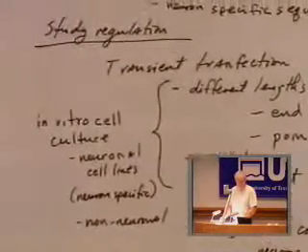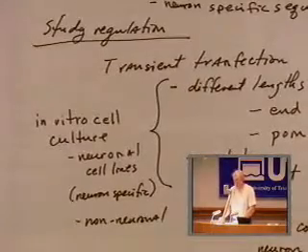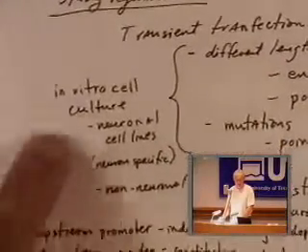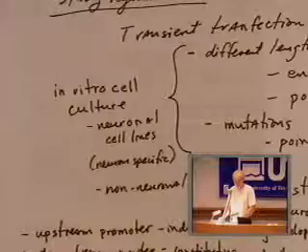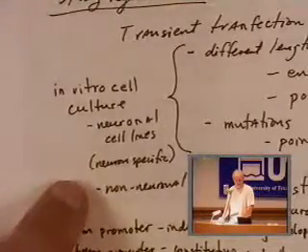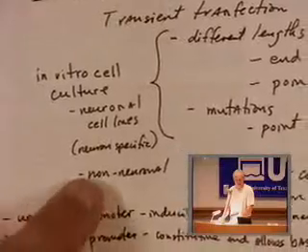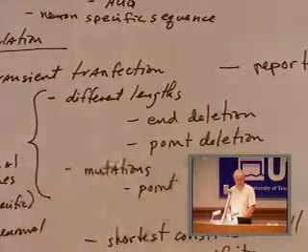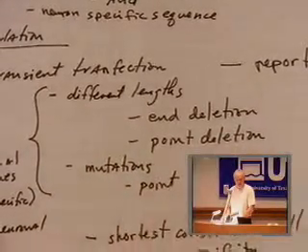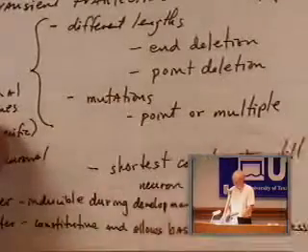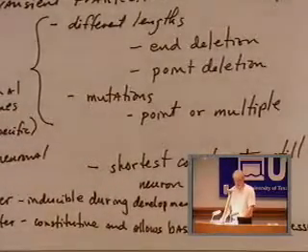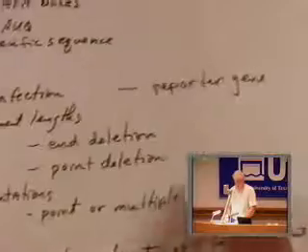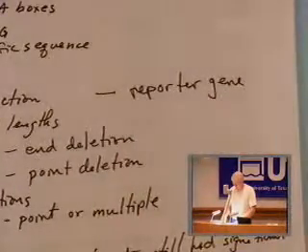And then studying the regulation, which is what we're going to talk about today, the transient transfection, using in vitro cell culture, neuronal cell lines or other cell lines, as we'll see later and talk about more. These, of course, would be neuronal specific. There can be non-neuronal ones. We'll look at looking at different lengths, the end deletion, point deletion, mutations, either point or multiple, that you can utilize to evaluate when you're doing the transfections, and the utilization of a reporter region.